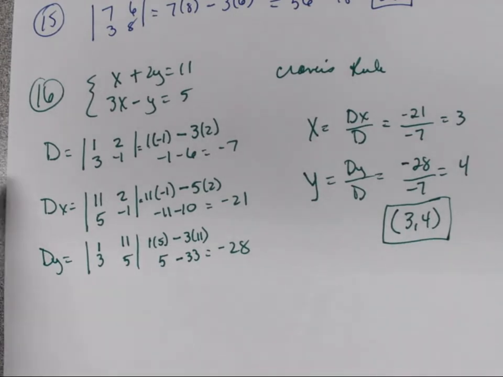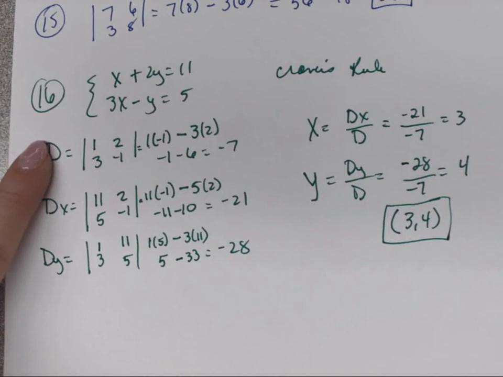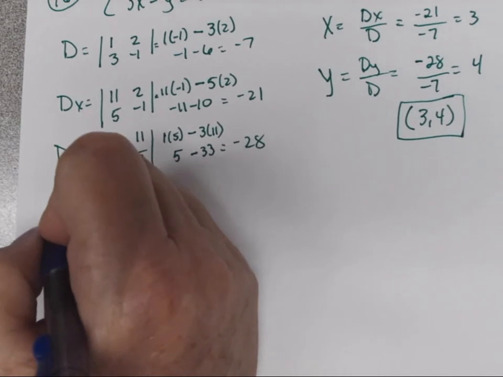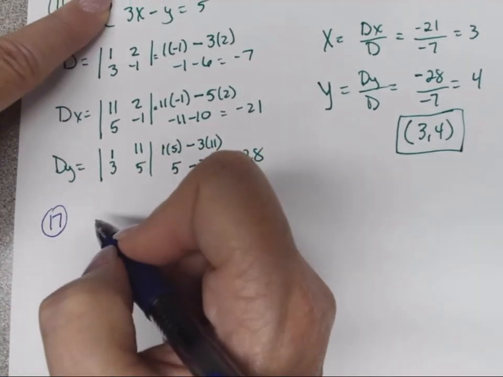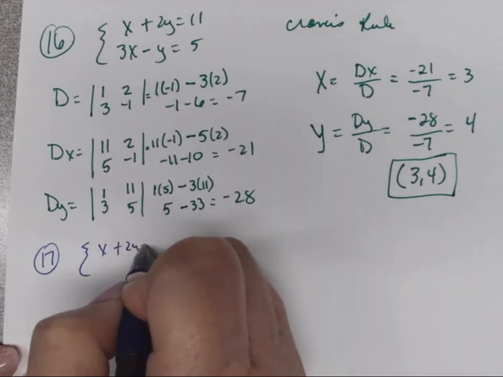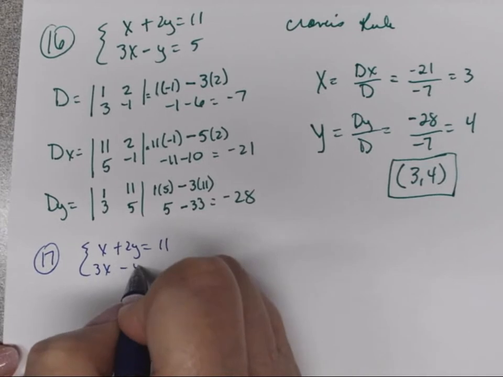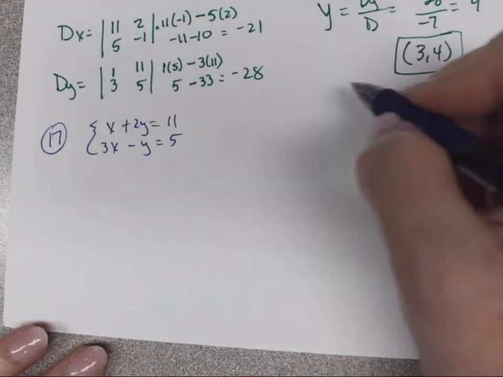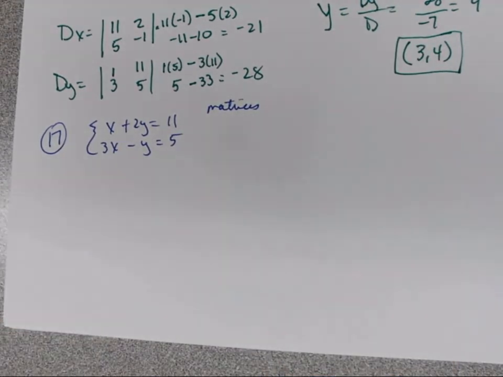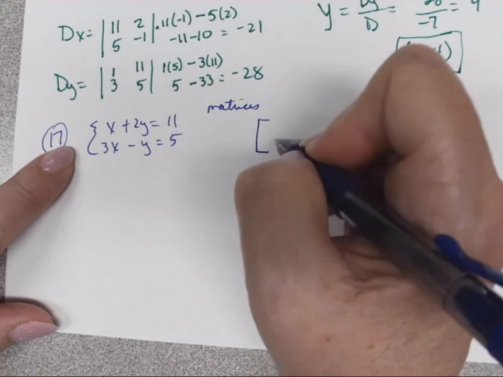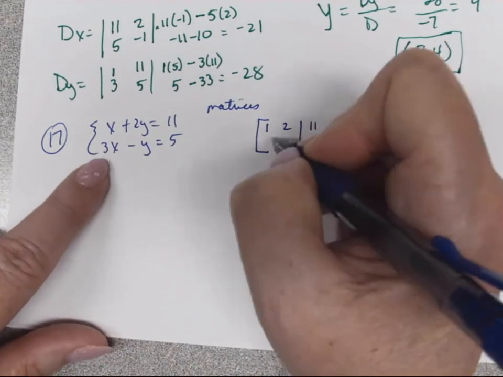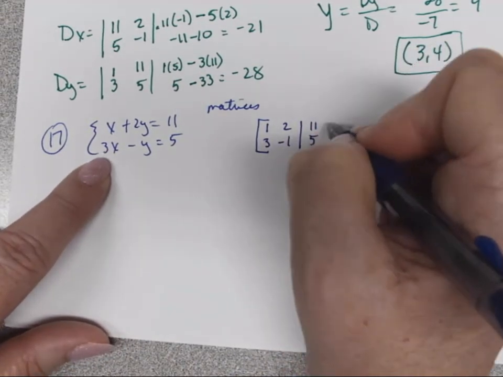All right, now we're going to take the same problem and we're going to work it doing a matrix. So this will be number 17. So we have the same system that's sitting right there. So we have x plus 2y equals 11 and 3x minus y equals 5. But this time we're going to use matrices. So let's set up the matrix to begin with. So I've got 1, 2, 11, and 3, negative 1, and 5.